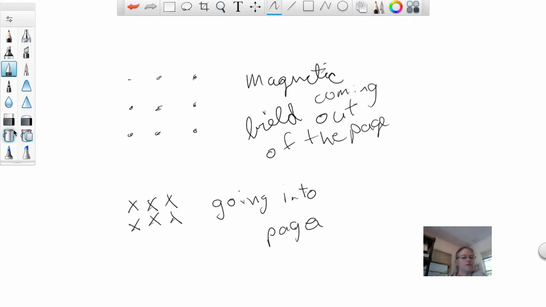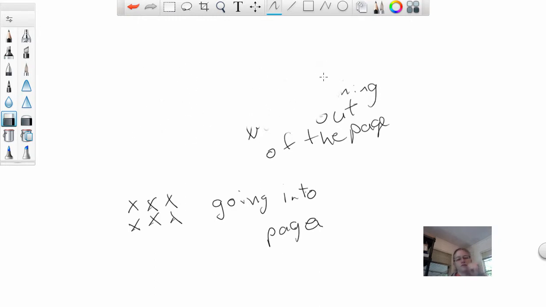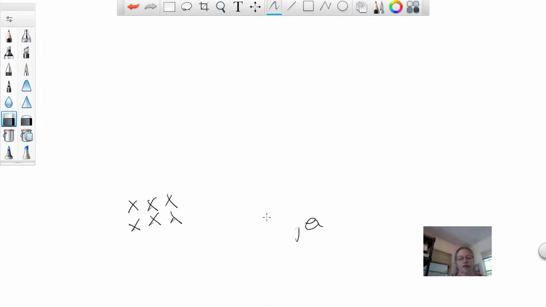I think I'll erase rather than making a new page because it's kind of fun. And again, I did that for a magnetic field, but that's the notation for any kind of field.